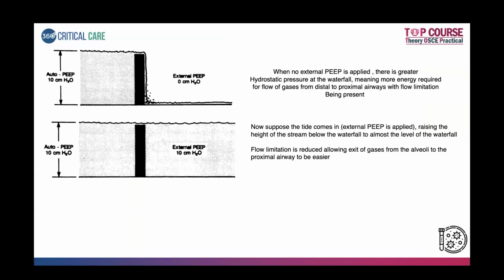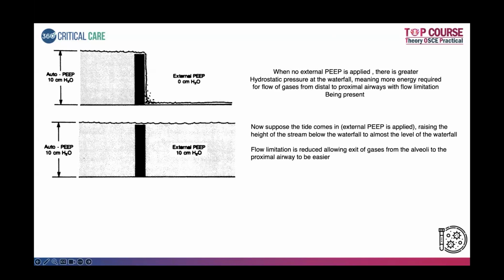Now, this is the second analogy. That is, we have tried to increase the external PEEP to 10 with an intrinsic PEEP of 10 already being present. So what they say is, now suppose the tide comes in, that is the external PEEP is applied, raising the height of the stream below the waterfall to almost the level of the waterfall. This helps to reduce the flow limitation to an extent, allowing the exit of gases from the alveoli to the proximal airway to be easier.